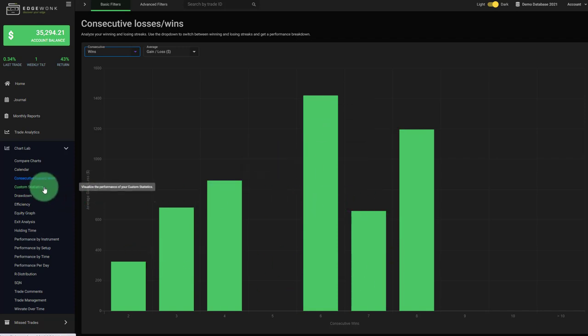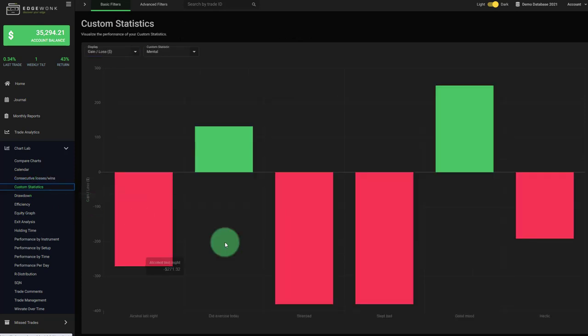Custom statistics is one of our users' most favorite features. And basically the custom statistics allow you to track whatever it is on your mind and see the performance and the impact on your trading performance. So here we have chosen custom statistic for mental, and the trader of this journal is tracking his mental state.